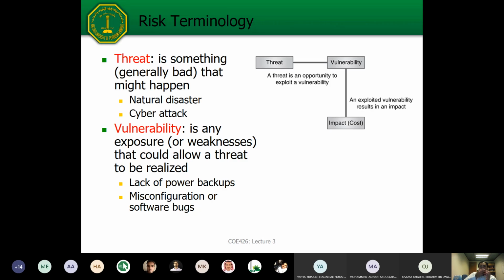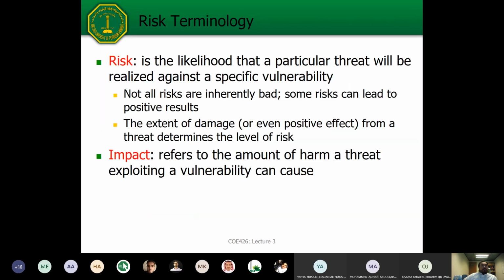Now, this is the figure. So a threat is an opportunity to exploit a vulnerability. And once the vulnerability is exploited, that results in a risk. Based on the damage that happened with the risk, we can calculate the impact, which is a function of cost, whether financial or reputational, or in terms of data, depending on the assets that have been compromised, whether tangible or intangible.